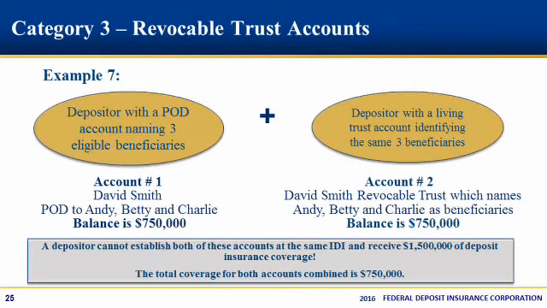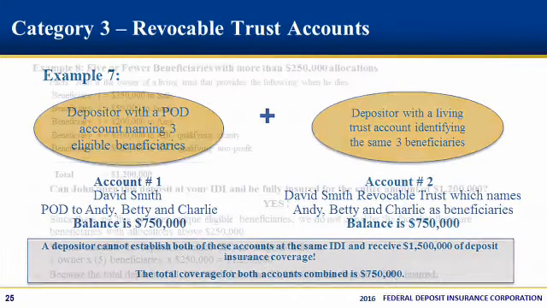The key point to remember is all allocations to the same beneficiaries from the same owner must be considered in calculating deposit insurance coverage. So if an owner establishes either a formal or informal revocable trust deposit with 1 or more named beneficiaries, then the owner cannot increase or duplicate deposit insurance coverage by attempting to use another form of revocable trust deposit with the same named beneficiaries.